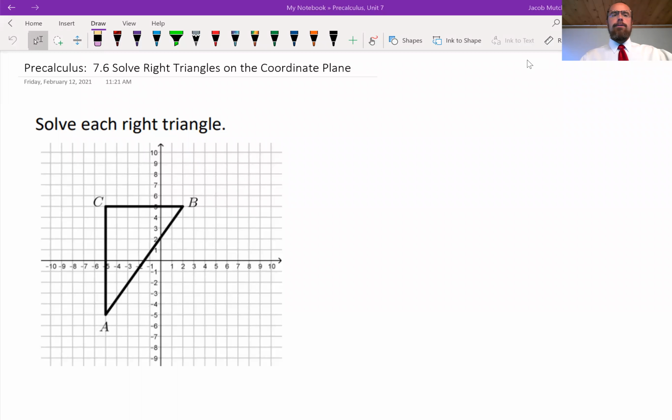Welcome to Pre-Calculus. Today we will investigate solving right triangles on the coordinate plane. We'll take a look at two examples.